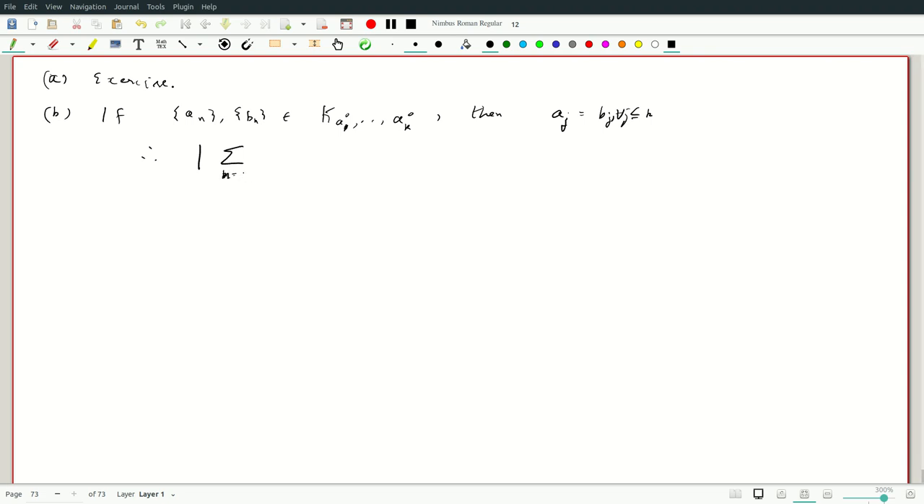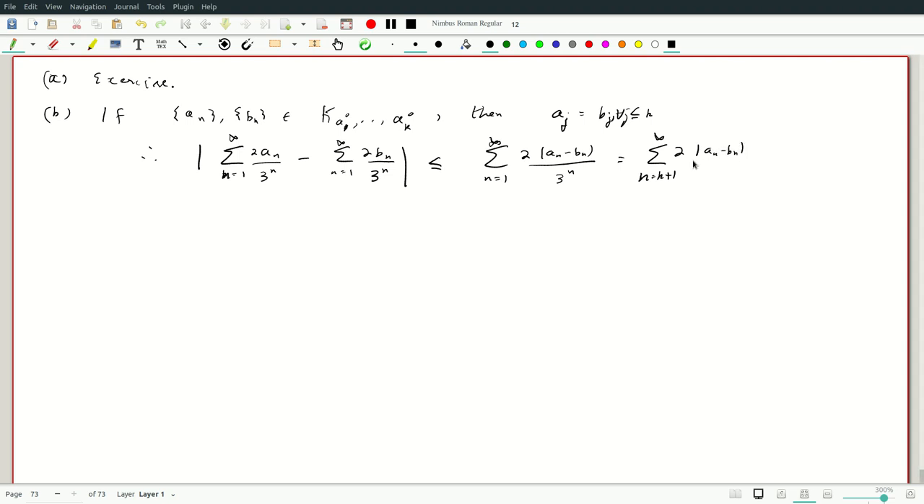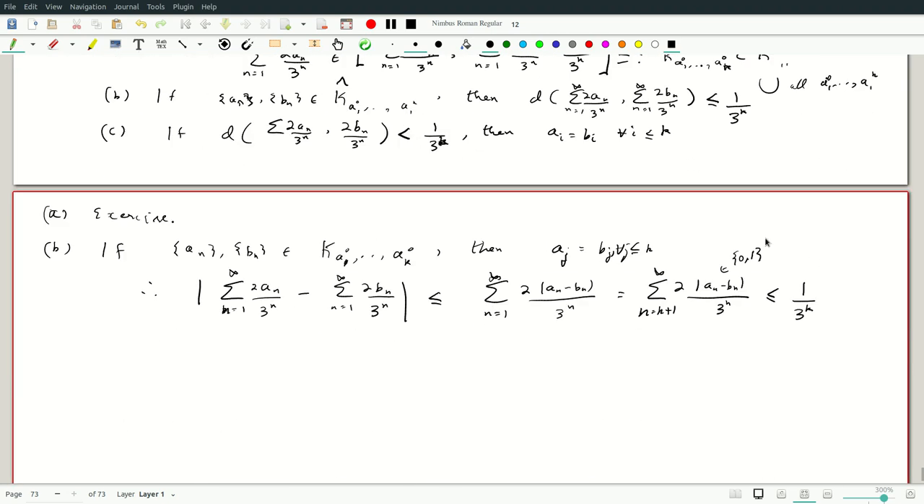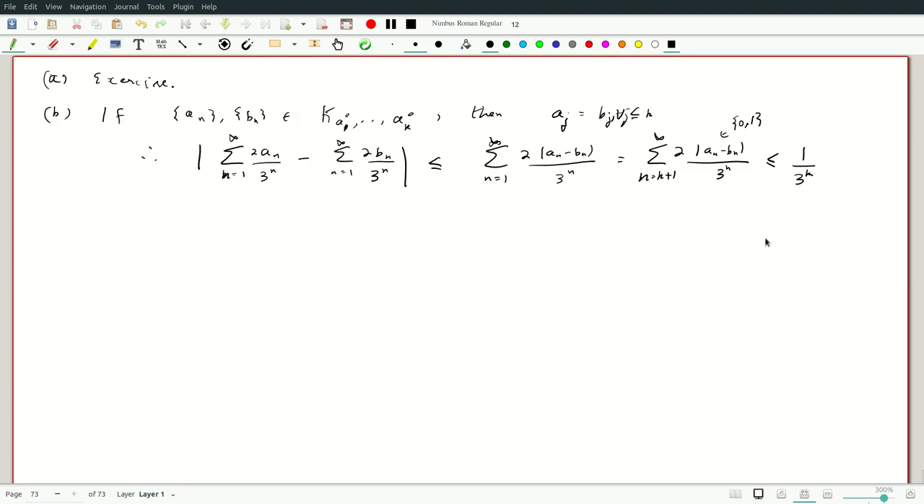Sum n equals 1 to infinity of 2a_n by 3 to the n minus the sum n equals 1 to infinity of 2b_n by 3 to the n. This is less than or equal to the sum n equals 1 to infinity of 2 times mod a_n minus b_n by 3 to the n. So far we have just rewritten it. But notice the first k terms are equal, so this is the sum n equals k plus 1 to infinity of 2 times mod a_n minus b_n by 3 to the n. And notice that a_n minus b_n is either 0 or 1. So by our lemma, this is less than or equal to 1 over 3 to the power of k. I believe it was k that we got, yes. So this is the bound on these.